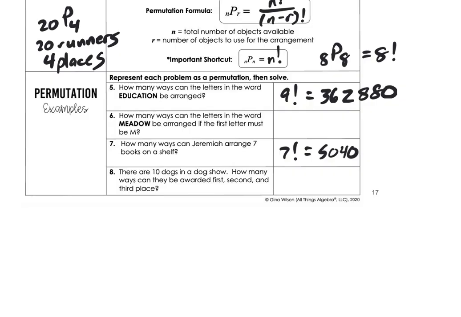Hey, on number 8, we have 10 dogs in a dog show. How many different ways can we award first, second, and third place to the dogs in the show? So there's two ways that you can do this. Okay, one way you can do it is the permutation button that we used. You could just do 10P3. And if I do 10P3, what do I get? 720. 720 ways that all 10 of those dogs can place first, second, and third.